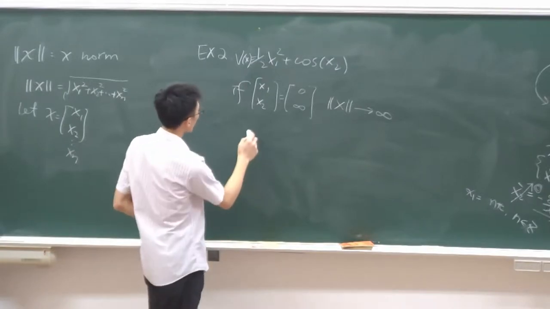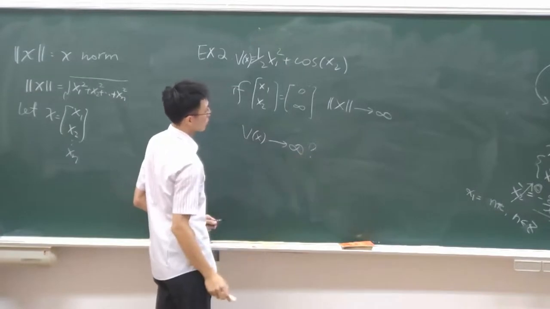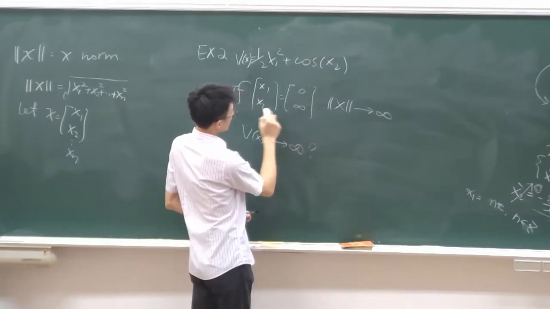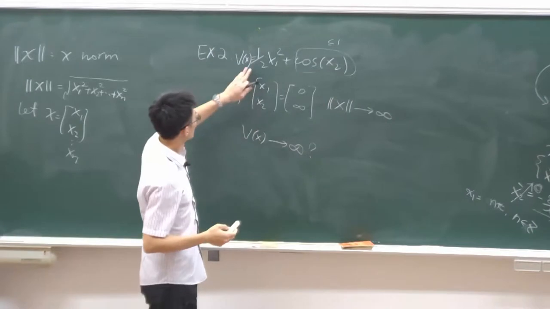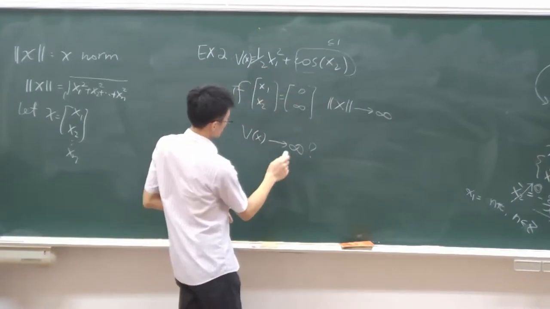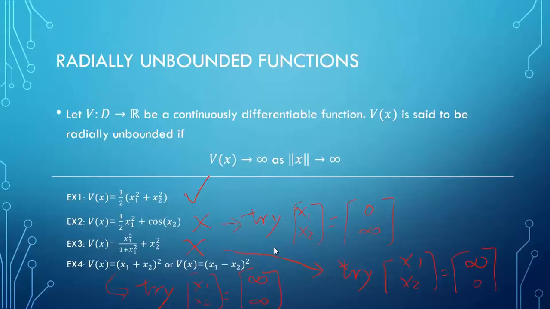Right? And what is V? Does V go to infinity? No, because when x2 goes to infinity, this term is upper bounded by 1, no matter what x is. And x1 is 0, so it does not go to infinity. It goes to 1. So example 2 is not radially unbounded. Okay. So it's just a definition, and that will be used later. We first define this and give you some examples.